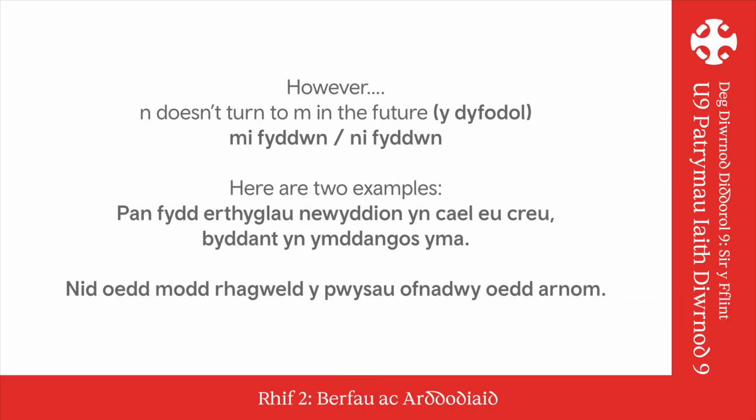However, n doesn't turn to m in the future, y dyfodol. Mi fyddwn. Ni fyddwn. Here are two examples. Pan fydd erthyglau newyddion yn cael eu creu, byddant yn ymddangos yma. Nid oedd modd rhagweld y pwysau ofnadwy oedd arnom.